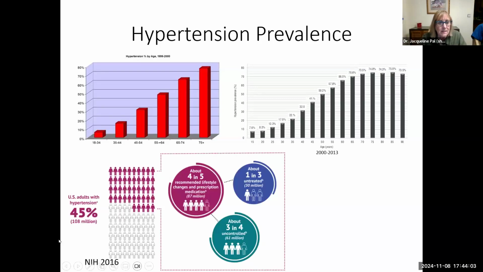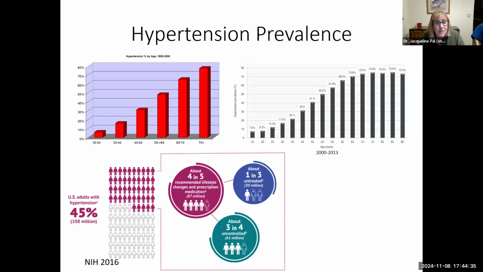If we look specifically in the US, there was a great study done by the National Institutes of Health in 2016. This is their data. 45% of US adults had high blood pressure. That was more than 100 million people. So if you are going into any kind of health care in the United States, 1 in 2 of the adults you are going to see have high blood pressure. So 50% of the adults are going to have high blood pressure.